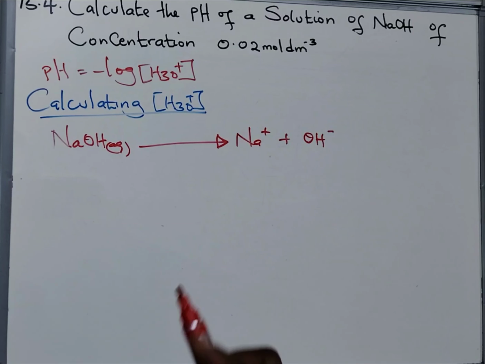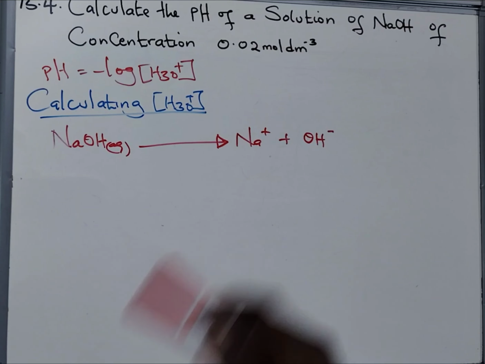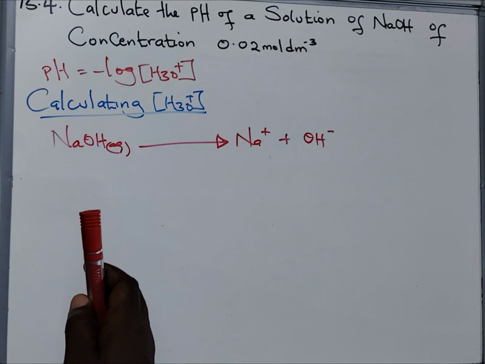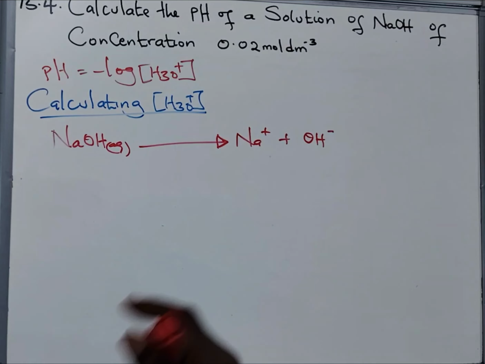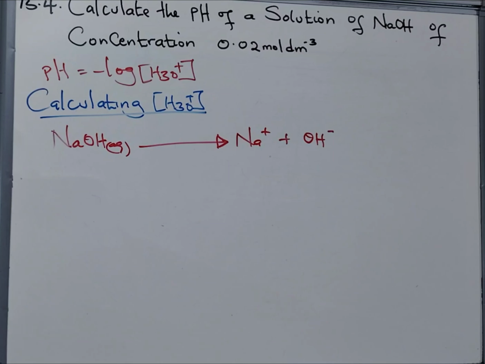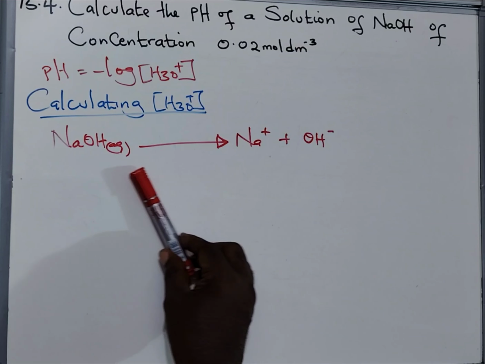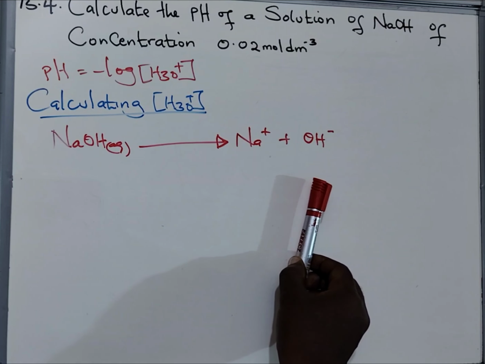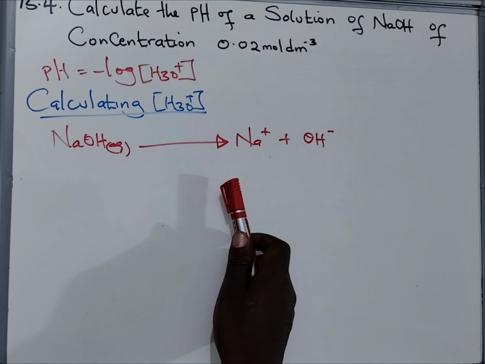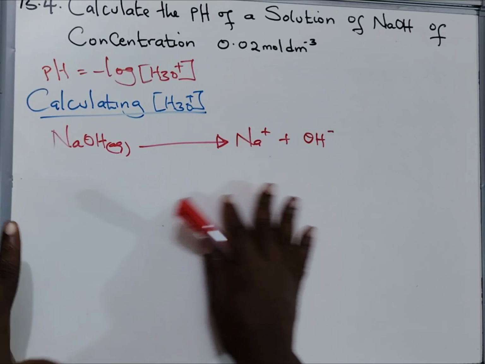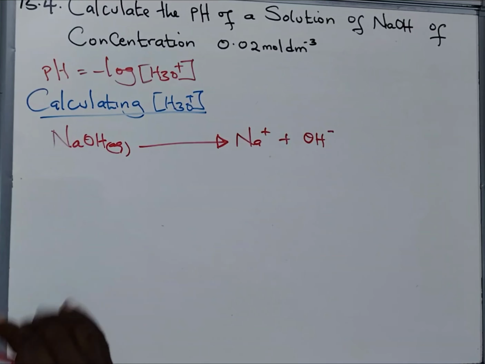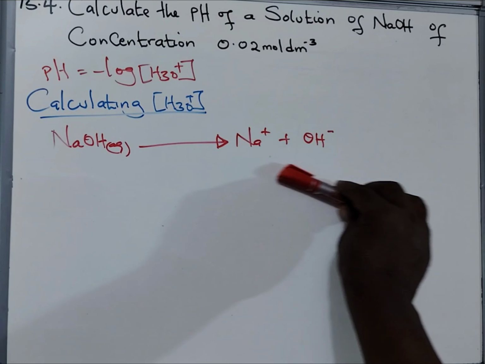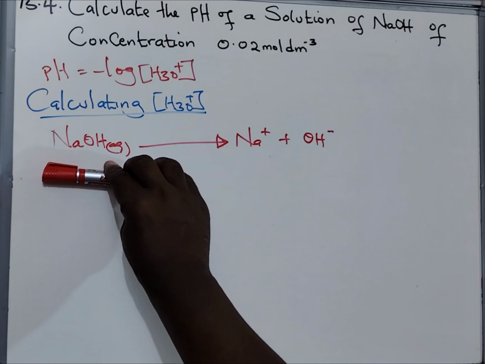But here we have to remember something. Sodium hydroxide is a strong base. And how do you define a strong base? It's the one which is fully dissociated. So we represent one arrow pointing in one direction towards the products. So at the end of this dissociation, we don't have sodium hydroxide anymore. Everything is either sodium ions or hydroxide ions. This one is no more.